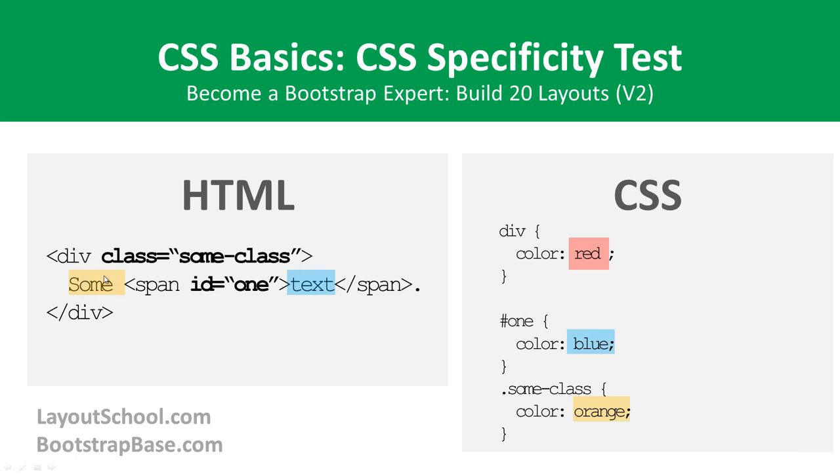And this one right here is going to be orange, because the sum-class is a class selector signified by this dot right here, and the class selector takes precedence over the element selector. In other words, if we did not provide the class attribute and the ID attribute to our div and our span elements, then all the text would be colored red.